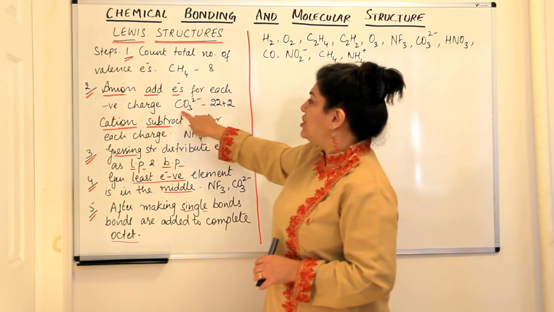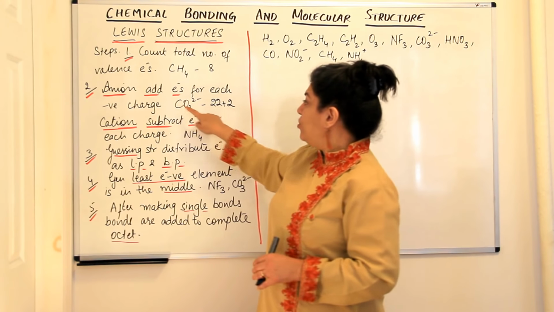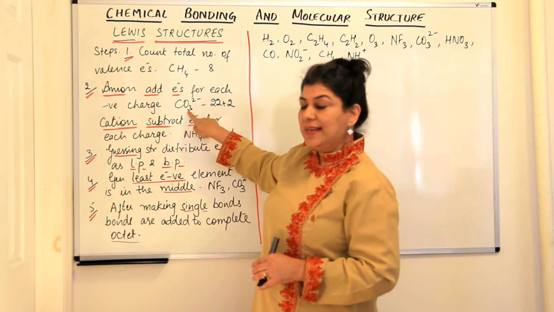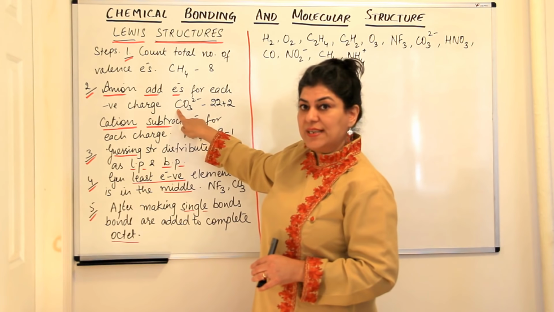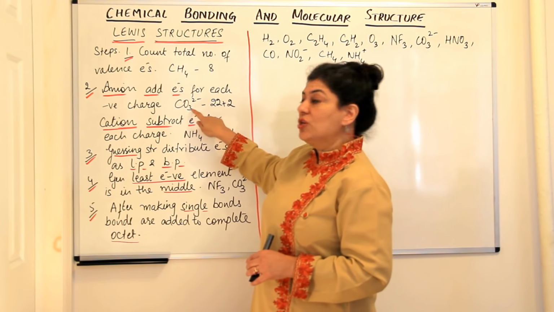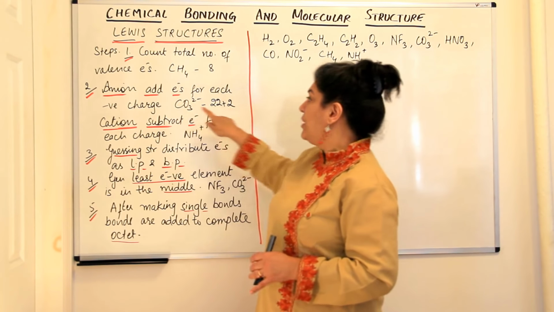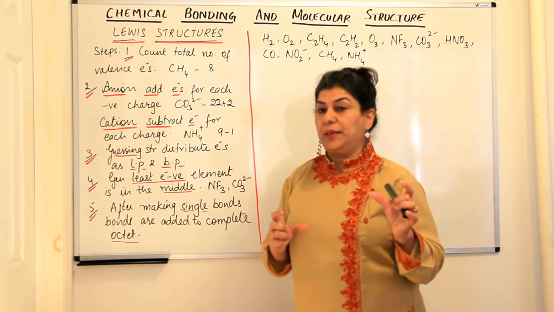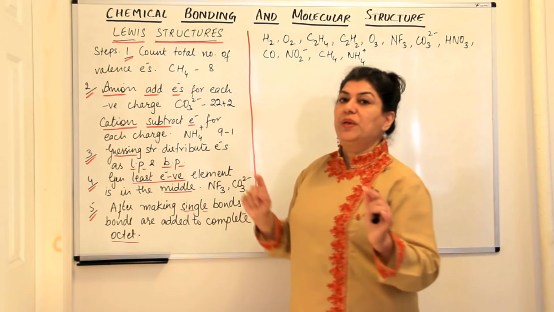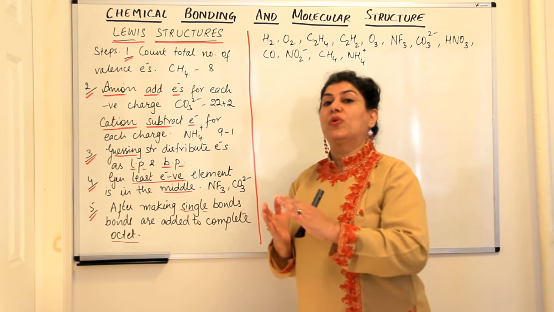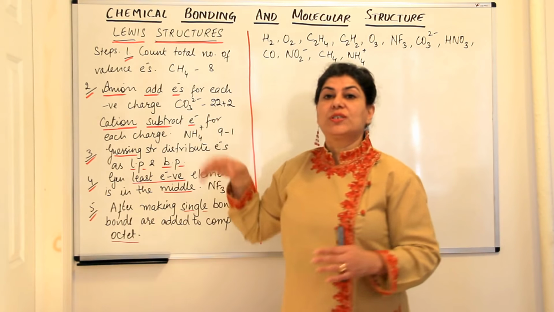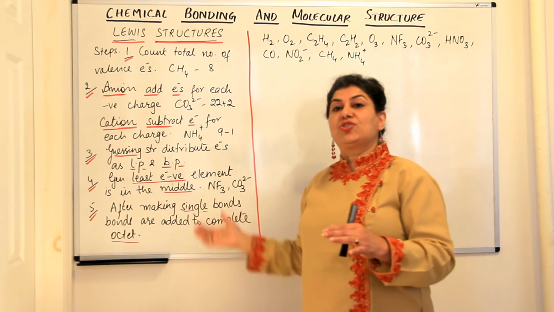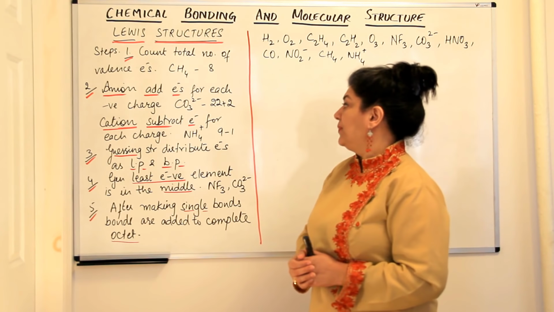For example, if you have CO3 2 negative, oxygen has 6 valence electrons, carbon has 4 valence electrons, there are 3 oxygens, so 6 into 3 plus 4 is 22, and there is a 2 negative charge on the carbonate ion. Therefore, this 2 negative charge means there are 2 electrons more in addition to the valence electrons that are present, which were 22. So the sum comes out to be 22 plus 2, which is 24.